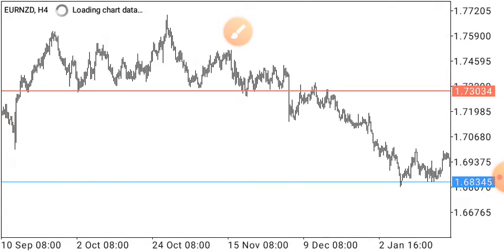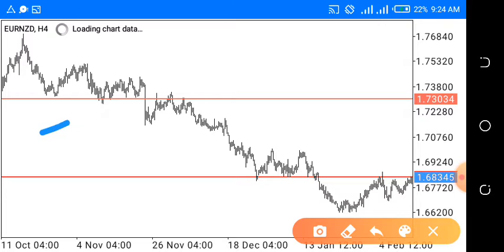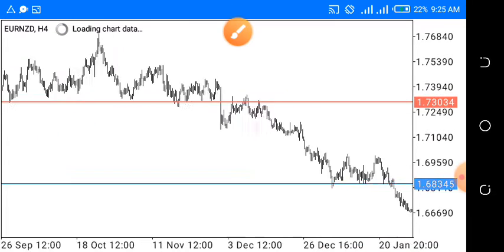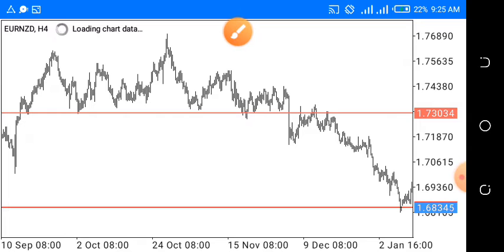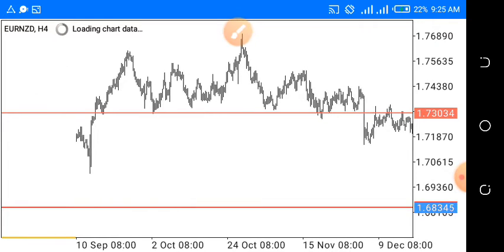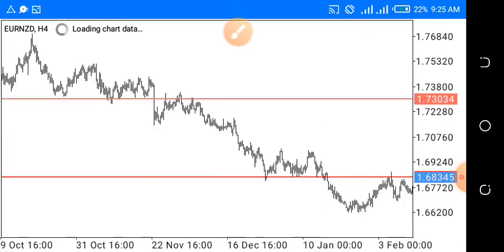If you used to draw your supports and resistances like this, like a single line, it's good, bro. It's good, but I just want to tell you that supports and resistances are not exact numbers. All right, they are not exact numbers. If you want to do exact numbers, you will be mistaken. You will make a lot of mistakes and you will be taking wrong trades.